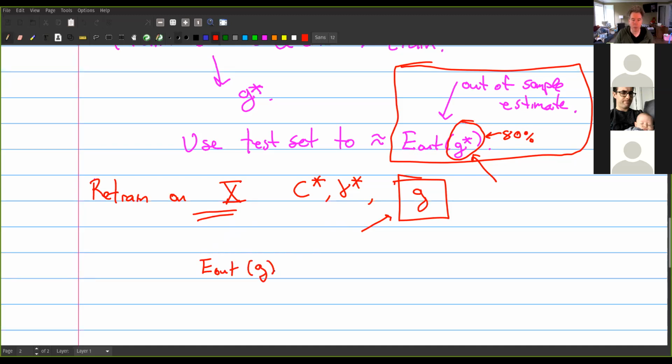I don't know if you can mathematically prove this is true, but it makes sense that the out of sample error of G is going to be even less than the out of sample error of G star. So this is still the best estimate that we can do. But the client or your boss or whoever is very likely to be pleasantly surprised, because the true performance of the model after you're able to retrain on the entire data set is probably going to be even better than the best one that you were able to produce with an error bound.